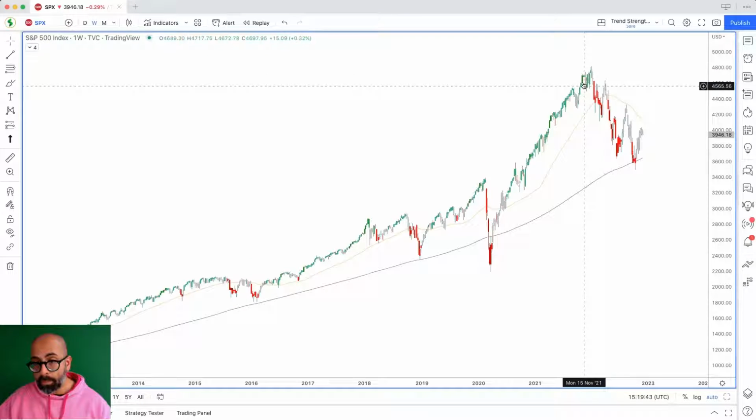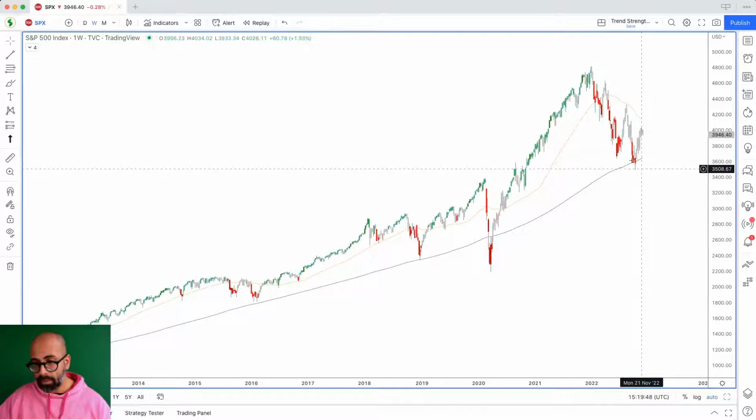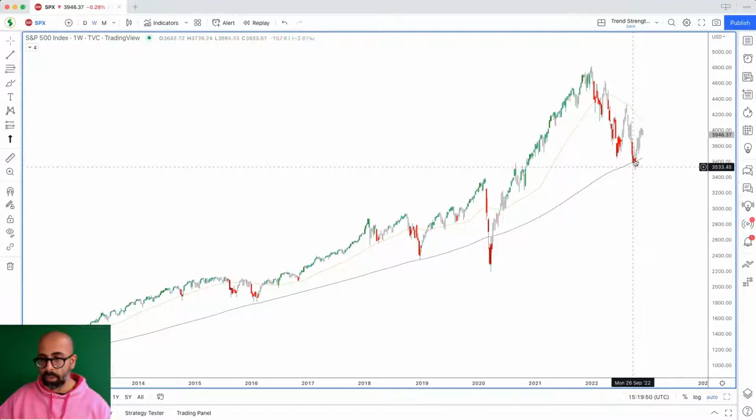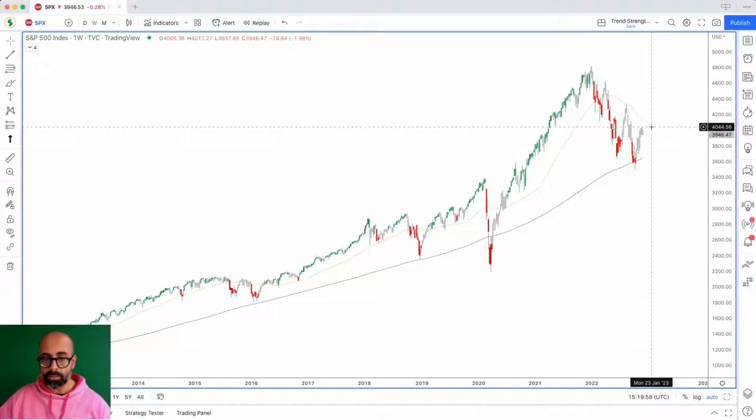Okay, so since this high point, which was the end of last year, start of this year, we've had a decline. But look at where the market, this is the S&P 500, look at where it's declined to. It's come back down to the 200 simple moving average. And we're now seeing a bounce to the upside. I believe it's about a 12% bounce so far. So it's very early days.